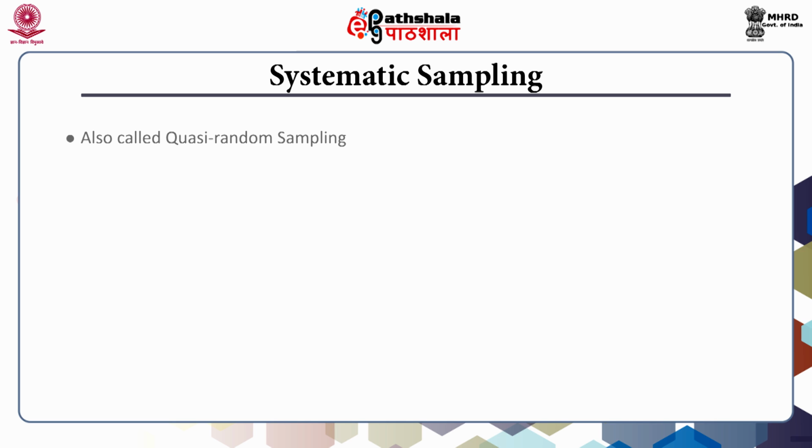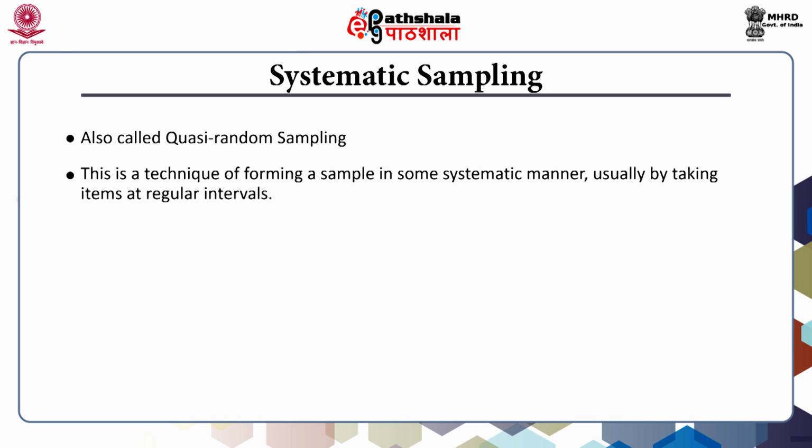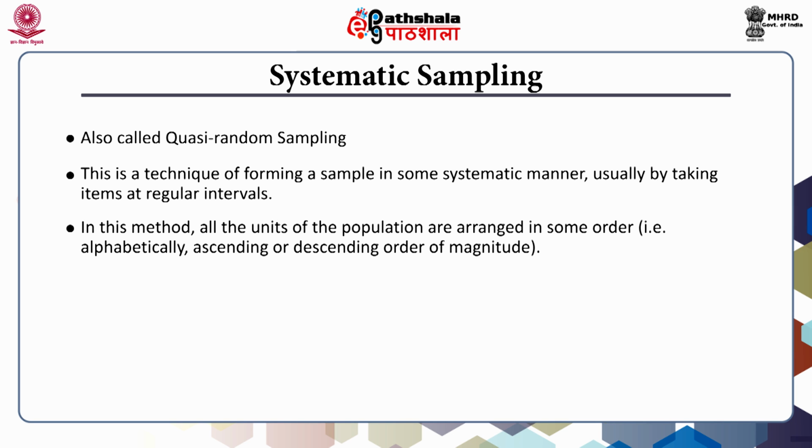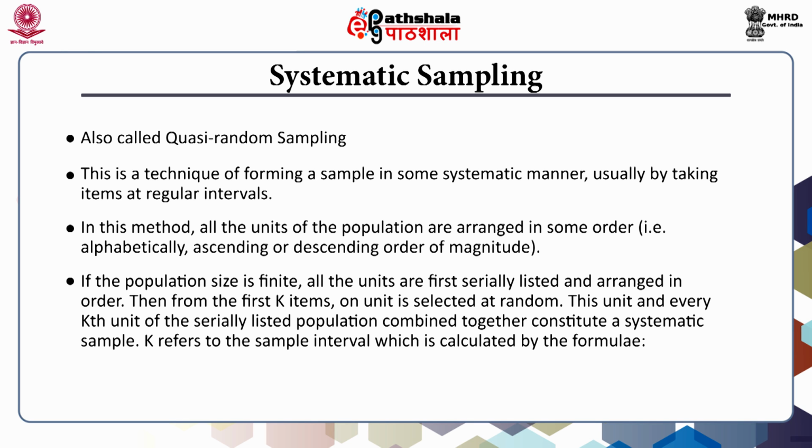Systematic sampling. This is also called quasi-random sampling. This is a technique of forming a sample in some systematic manner, usually by taking items at regular intervals. In this method, all the units of the population are arranged in some order, either alphabetically or in ascending or descending order of magnitude. If the population size is finite, all the units are first serially listed and arranged in order. Then, from the first k items, one unit is selected at random. This unit and every kth unit of the serially listed population combined together constitute a systematic sample.